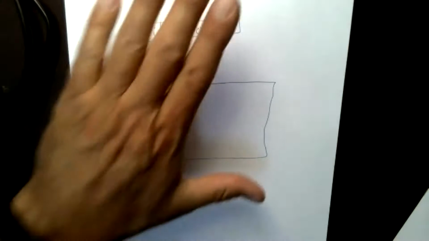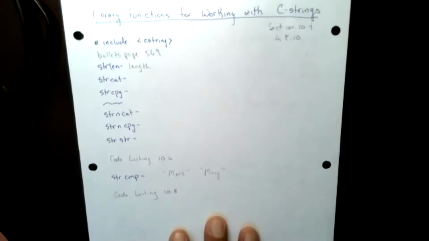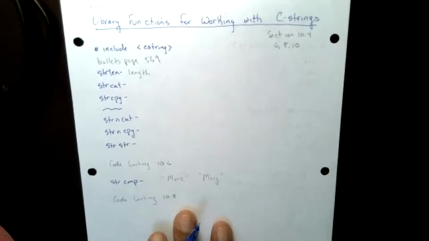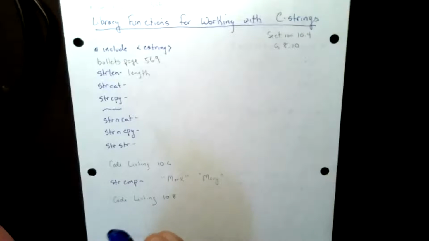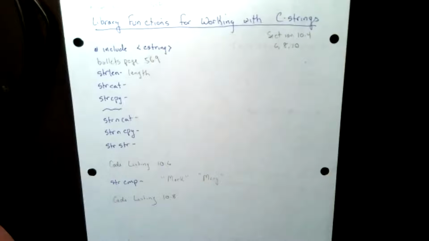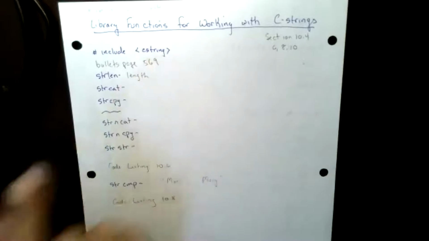All right, so what are we doing today? We're moving on. Section 10.4. We're going to start talking about C strings. You did have some code listings that hopefully explain some things as you went through. But with C strings, we have a library of methods. I know I need to include cstring. So whenever I want to work with a C string, I need to include it.